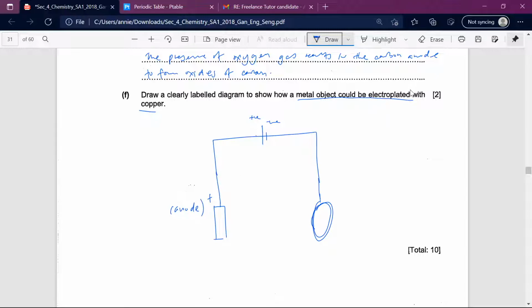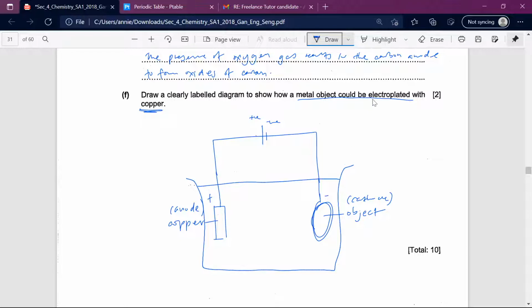Okay, and you want copper. So the anode will be copper. Okay, we can just use copper, and then this has the object that you want to electroplate. So this will be the cathode, because over here is negative, right? And so we draw the path for this to be in. Please remember that it needs to be properly submerged.